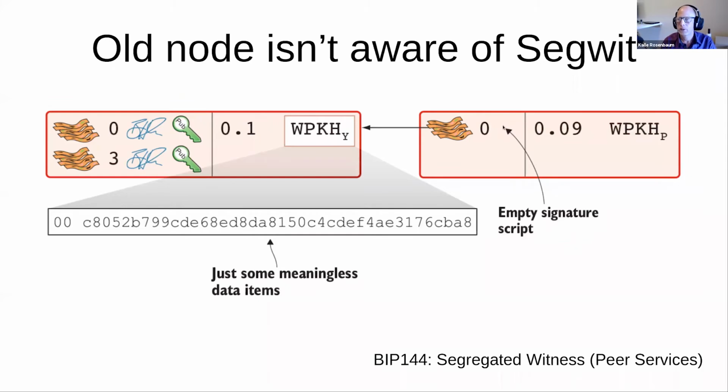So the signature script is empty. So what does the old node do? It will start running the script as it always has. It will start with the signature script, which is empty, so there's nothing to do there. And then it will start to run the program in the pub key script, which is first a push of a 0 byte, which is put on the stack. And then there's a push of 20 bytes of data, which is also pushed to the stack. And there's nothing more to do.